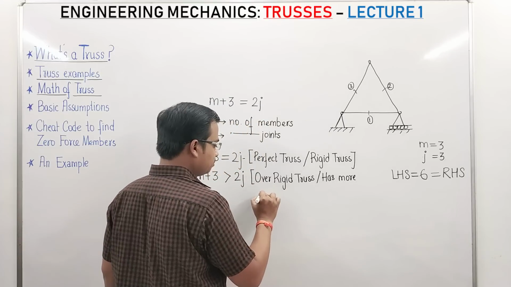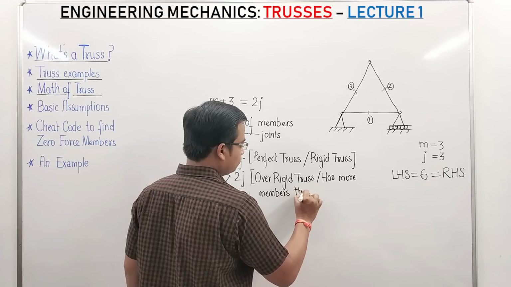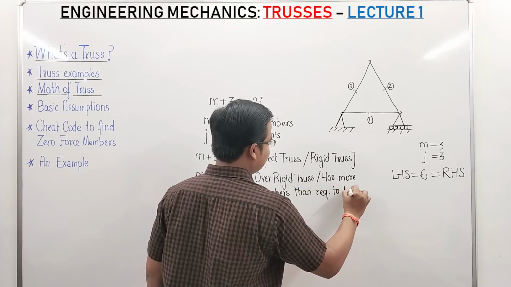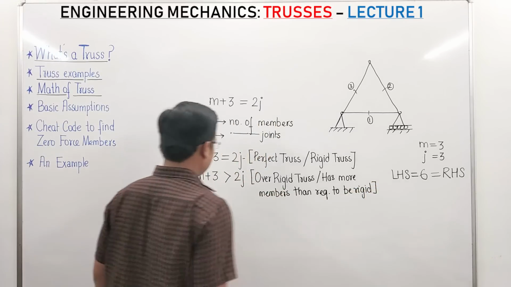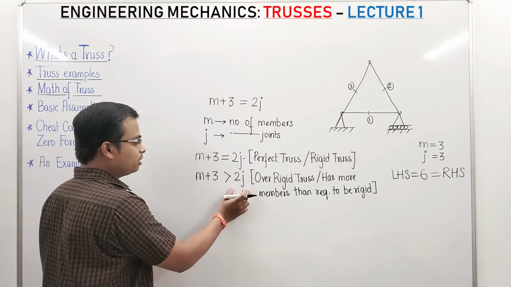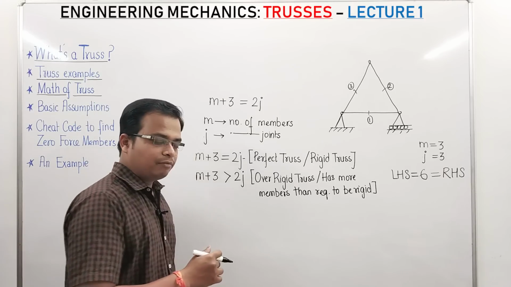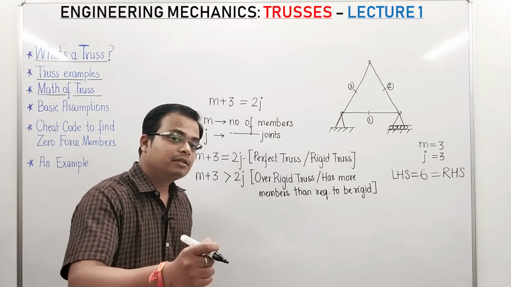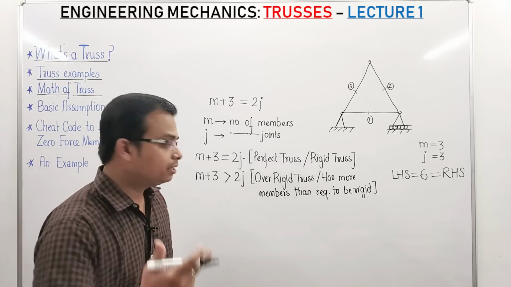More members than required to be rigid. Very beautiful statement. Let me explain that to you once again. So if the value of LHS works out as greater than RHS, in that case, it is suggesting that first of all, it is an over-rigid truss. That means it has more members than required to be a perfect truss, to be a rigid truss.